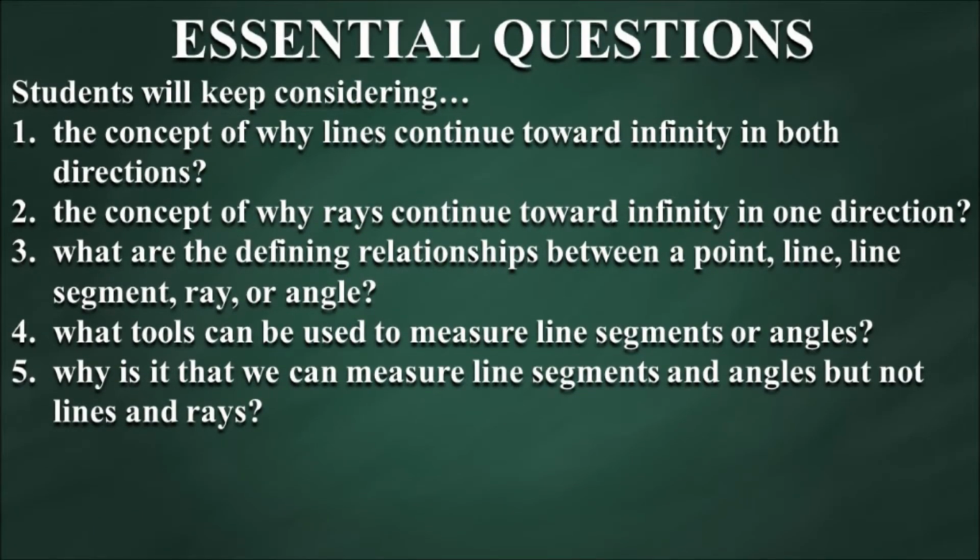Essential questions. Students will keep considering the concept of why lines continue towards infinity in both directions. Students will keep considering the concept of why rays continue towards infinity in one direction. Students will keep considering what are the defining relationships between a point, line, line segment, ray, or angle. Students will keep considering what tools can be used to measure line segments or angles. Students will keep considering why it is that we can measure line segments and angles but not lines and rays.